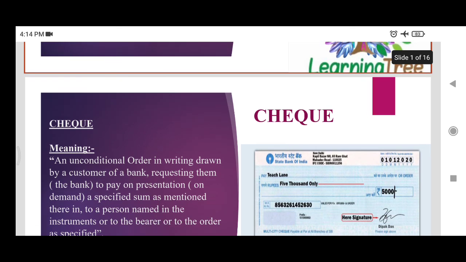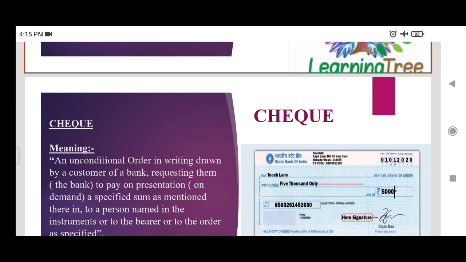A check is nothing but an unconditional order in writing by a customer of the bank requesting them to pay on presentation a specified sum as mentioned to a person named in the instrument, or to the bearer, or to the order specified. That is a check, friends. I hope you understood what is a check.